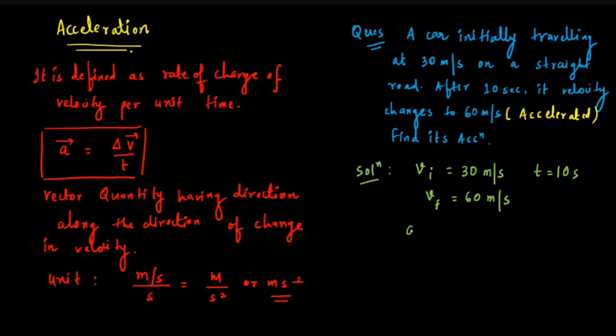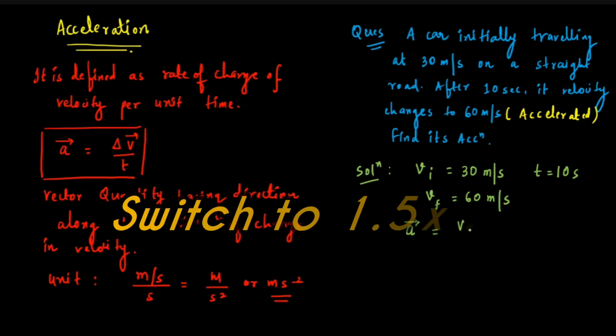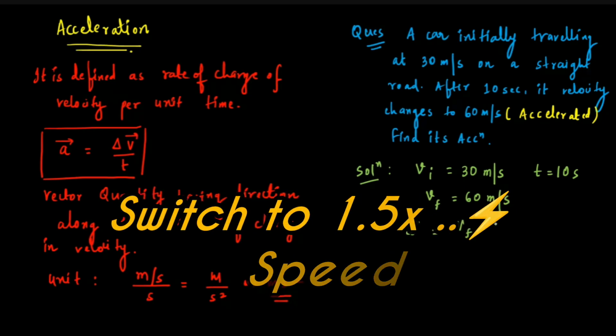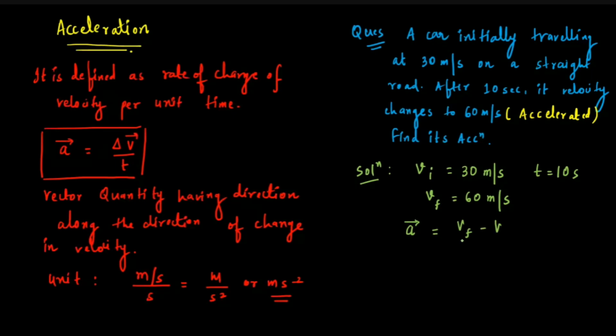So acceleration is going to be change in velocity per second. Whenever we are writing change in velocity, we will always write final minus initial velocity. So it is going to be 60 minus 30 over 10. The acceleration is coming out to be 3 meters per second square.